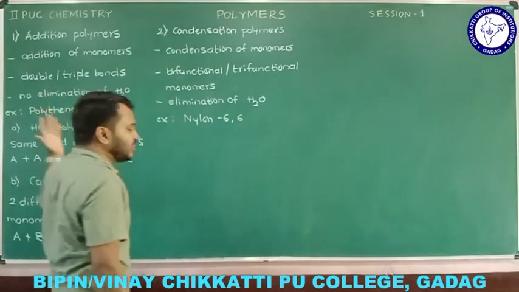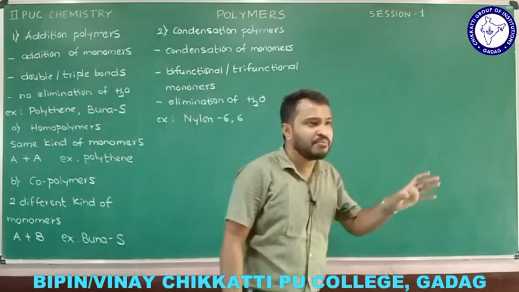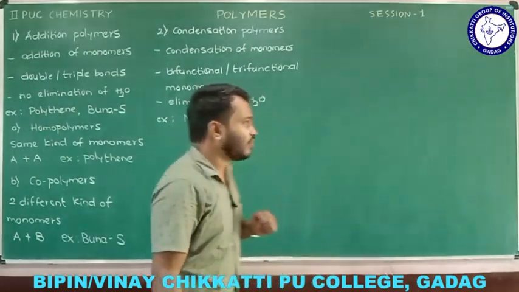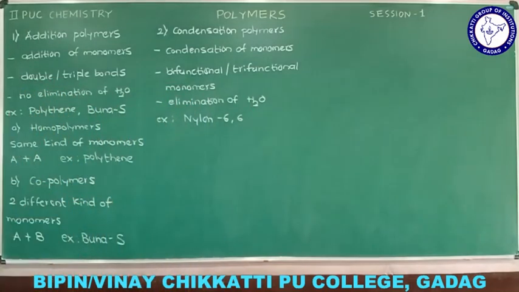Later we are going to see the structures of all these. So right now, remember just the simple meaning and examples for this. So that is the third classification of polymers, and the criterion is based on polymerization.